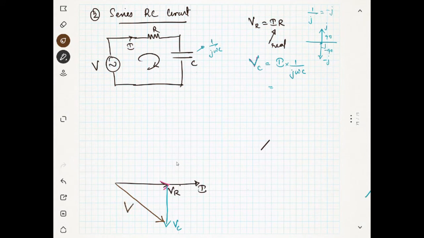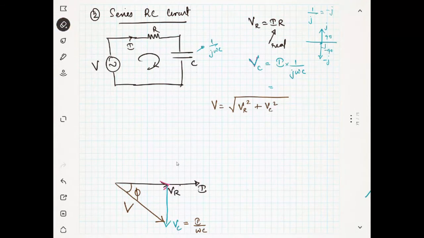You understood? So the angle will be some phi. So now I can easily add the equation. What will be V? My V will be square root of VR square plus VC square. What is my VC? My VC will be I by omega C. Am I correct? You can take the j omega C magnitude, because we have already shown 90 degree down. We need only the magnitude.